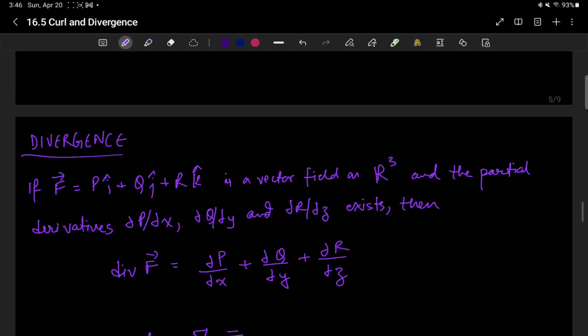Hi everyone. In this video, we will learn about the other operation on a vector field, which is called divergence. So let's start off with the definition.